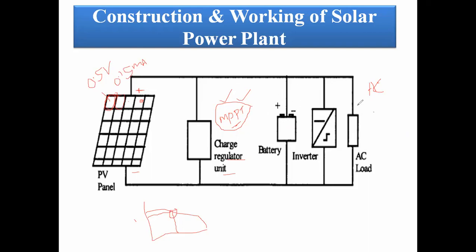We can store this in the battery, and again it is converted into the form of AC. That DC we can convert into AC with the help of an inverter, which converts the DC current into AC. Further, we can utilize it for the load.